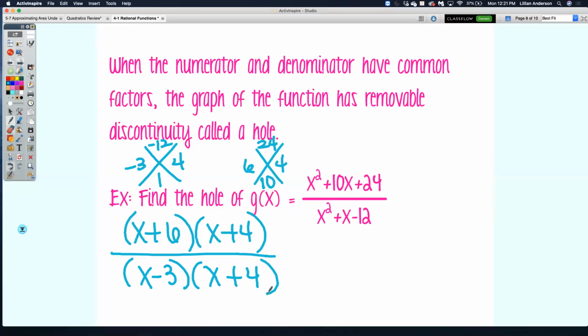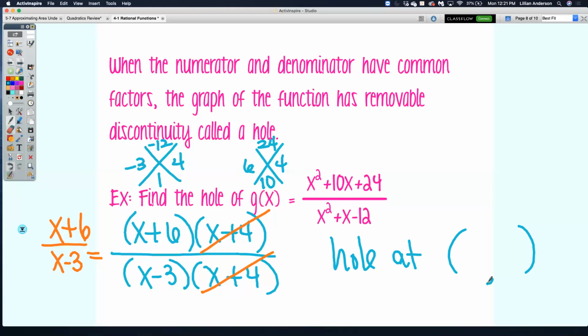A good rule of thumb when you are working with rational functions is you are going to want to factor the top and the bottom if they can be factored, okay? Because as you can see, by factoring the top and the bottom, we have a common factor, and it's x plus 4. Whenever there's a common factor, that is where the hole occurs. So I'm technically just left with x plus 6 over x minus 3, and I have a hole at the point which I need to find.